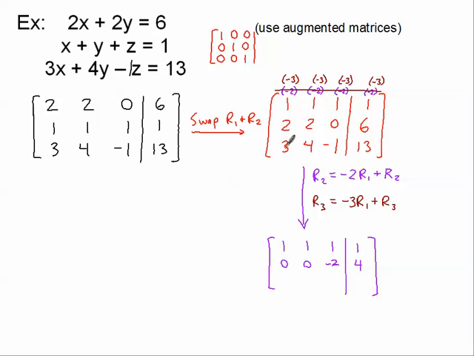I like to put them up here as a visual so I can do my addition pretty simply. Negative 3 plus 3 turns into 0. Negative 3 plus 4 turns into 1. Negative 3 plus negative 1 makes negative 4. And negative 3 plus 13 becomes 10. So 2 steps in 1, and I got my 0 here.